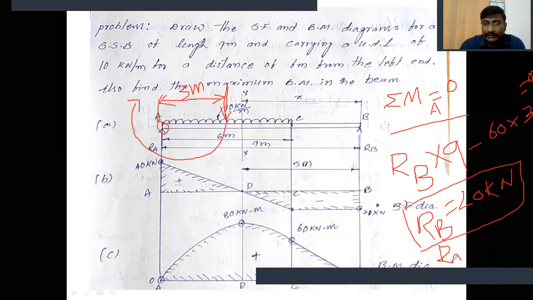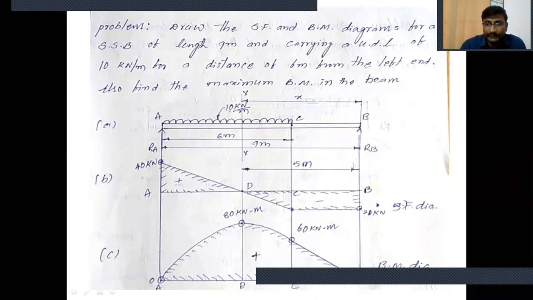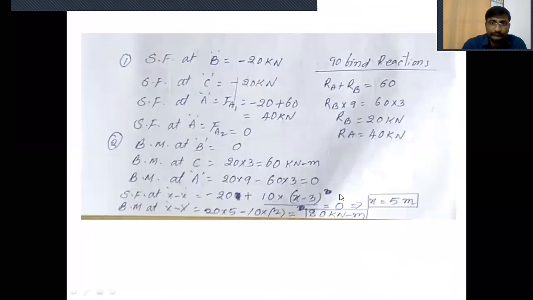Therefore, how much is RA? It is taken as 40 kilonewtons, because RA plus RB must be equal to 60 kilonewtons. If we get RB, then we can write the RA value as 40. So RA is 40, RB is 20. Like this, you have to find the reaction forces first of all. So RB is 20, RA is 40.